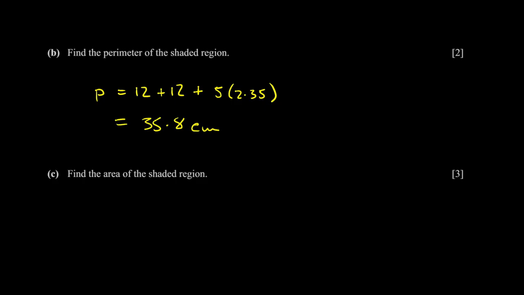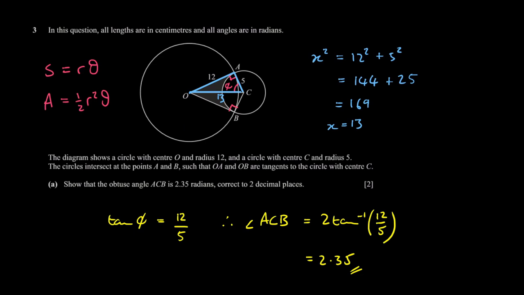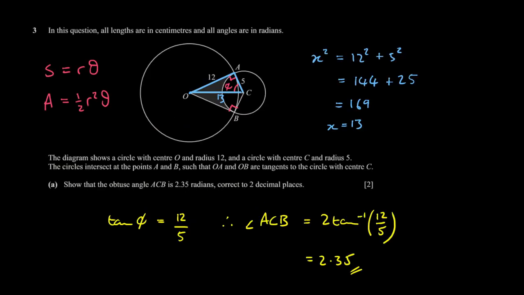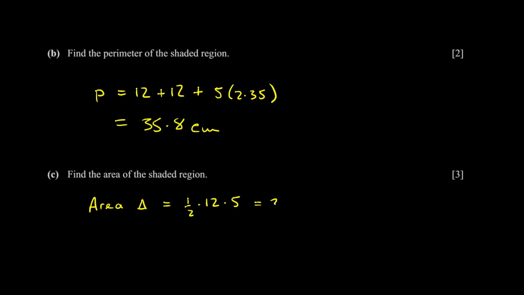Okay, part C, find the area of the shaded region. Well, I think probably the best way to do that is to find the area of this kind of kite, and that kite is going to be made up of two of these triangles, and then to subtract off the area of the sector there. And that area of the sector will be given by this formula here. So how do we find the area of one triangle? It's a half base times height. So let's write that down. Area of the triangle is equal to a half the base, which is 12, times the height, which is 5. Make sure I got that right. Yeah. So it's going to be 6 times 5, which is 30.